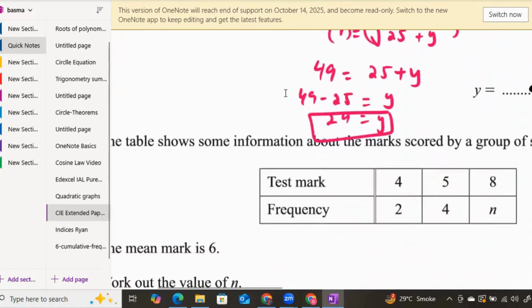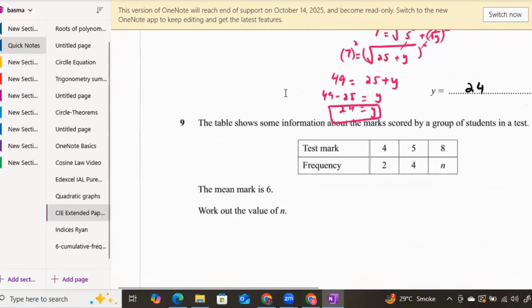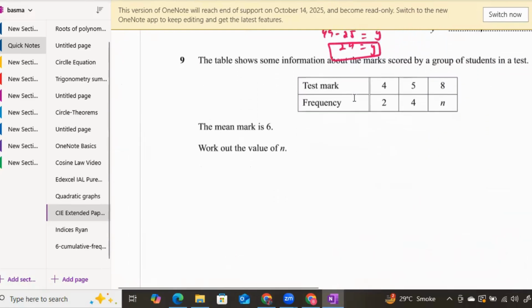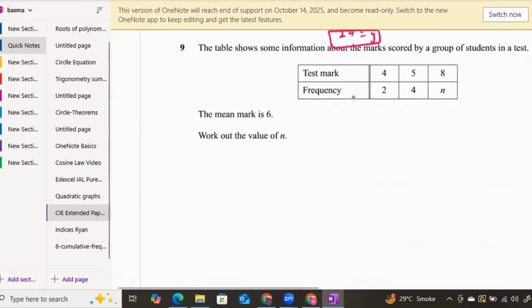Now, okay, question 9. The table shows information about the marks scored by a group of students in a test. So these are the marks in a test, 4, 5, 8, and the frequency, the number of times that number has been repeated, is 2, 4, and n. The mean mark is 6. Now they are giving you the mean mark.